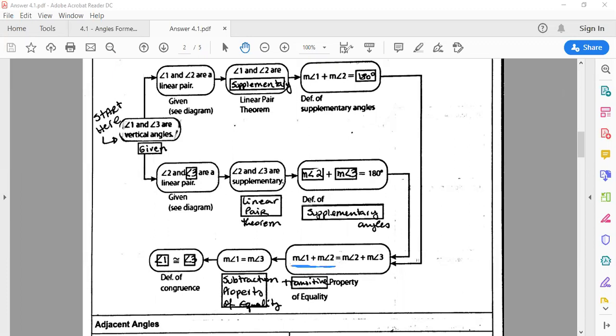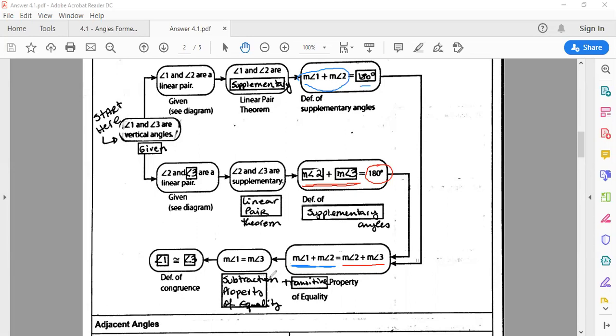So I have angle 1 and angle 2 right here, that's this one right here, and they are equal to 180, right? Then we have angle 2 and angle 3 here. When we add them together, we get 180. Okay, so that's this part right here, right? So if they're both equal to 180, then that means they're equal to each other. Okay, and that's the statement right here.